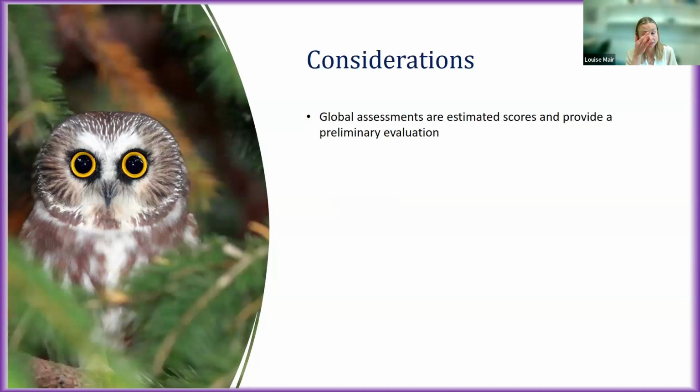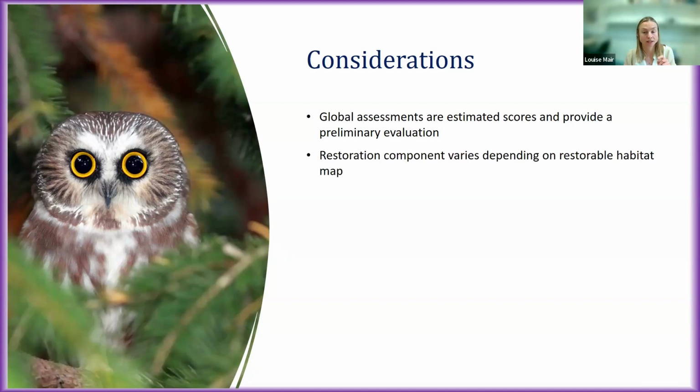There are also some really important considerations when it comes to understanding how STAR can be used, what the limitations are, and what the needs are. The data that I've just presented are global assessments that we call estimated scores. They're derived from global level data, and they provide you with a preliminary evaluation. I'll explain exactly what that means in a second. The second part that's important to consider about these global scores is that the restoration component will very much depend on how you calculate the area of restorable habitat. It seems obvious, but it's a really important consideration to bear in mind when you're interpreting the restoration scores.